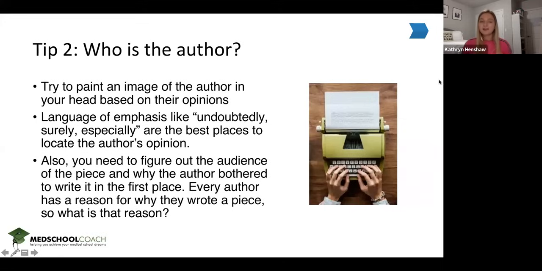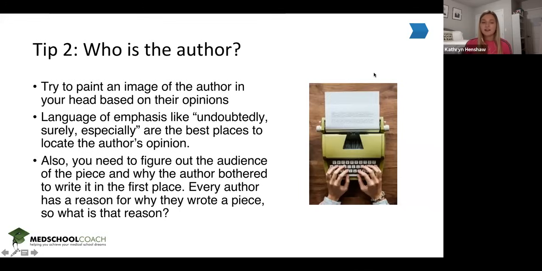So next, you want to look for a language of emphasis. So if the author says undoubtedly, surely, especially, that's where the author is shouting at you, this is my opinion. So that's the best place to look for how the author feels about something.